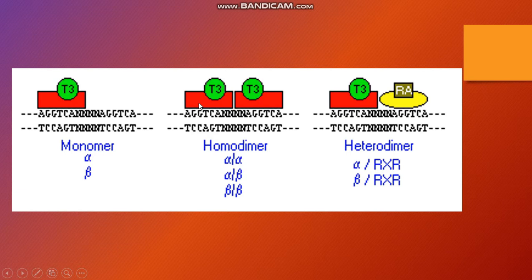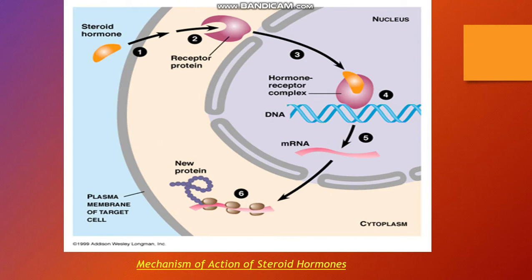You're looking here at a homodimer, alpha alpha, alpha beta, alpha beta. T3 is also a heterodimer. This is how they come and attach to DNA sequences. You're looking here at the mechanism of action of steroid hormone. This is another steroid hormone that comes, receptor proteins, then the hormone protein receptor complex, and they act on the DNA, the plasma membrane of a target cell.